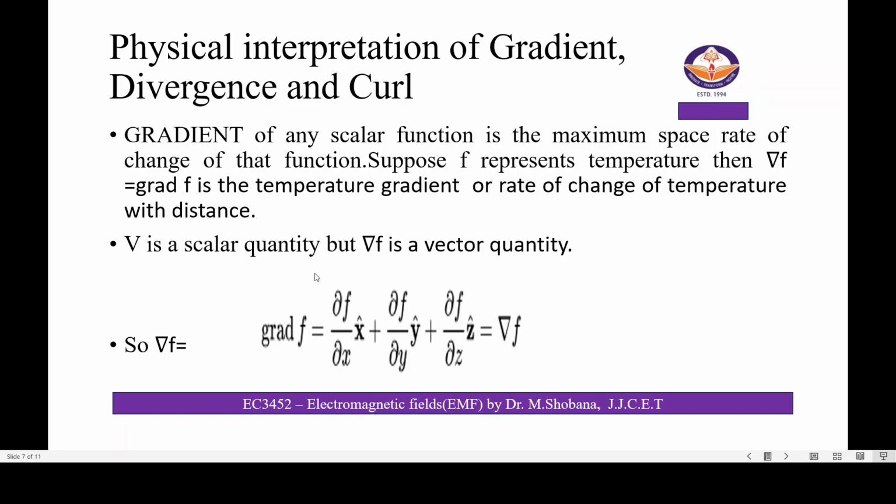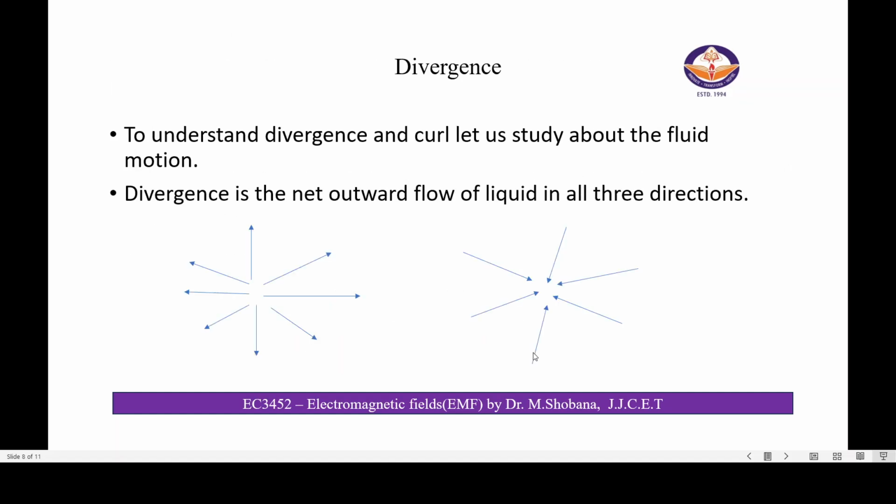So f is a scalar quantity, but del f is a vector quantity. The gradient of f can be defined as ∂f/∂x along the vector x cap plus ∂f/∂y along the vector y cap plus ∂f/∂z along the vector z cap. Now coming to the physical phenomenon that we see in our day-to-day life.